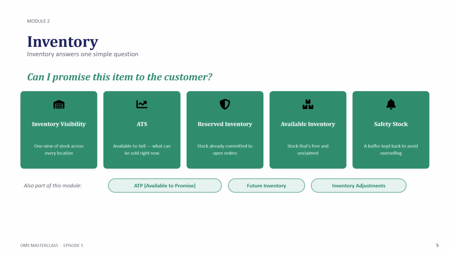In today's episode, the goal is simply to understand what each of these terms means and why they are important. In a future episode, we will take a detailed look at how inventory works inside MAO, including ATS, ATP, reservations, and inventory calculations with practical examples. So, in short, the inventory module helps MAO make the right promise to the customer by always knowing what inventory is available, what is already reserved, and what can still be sold.